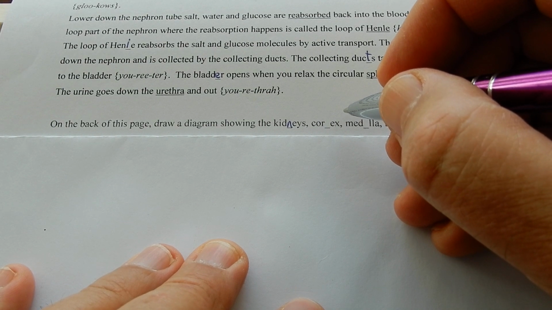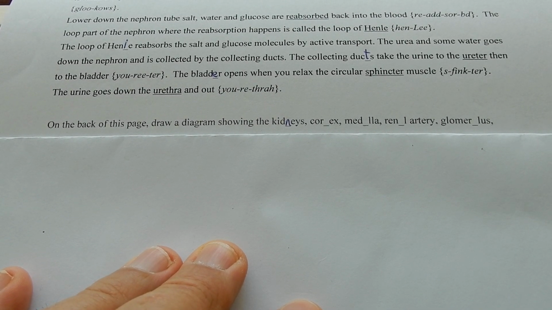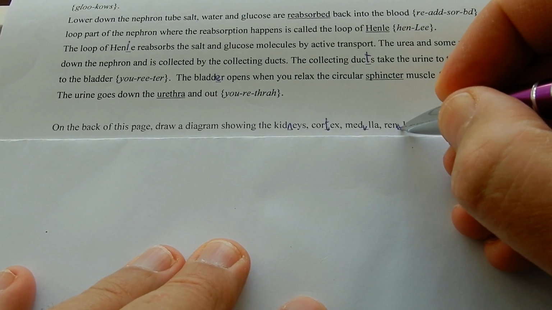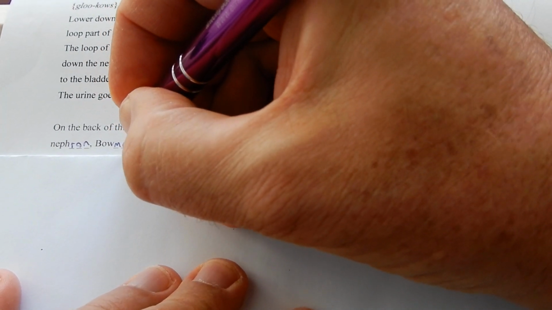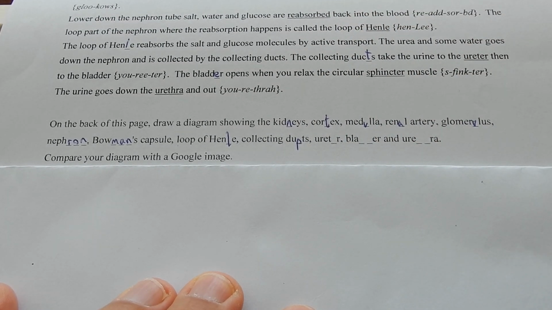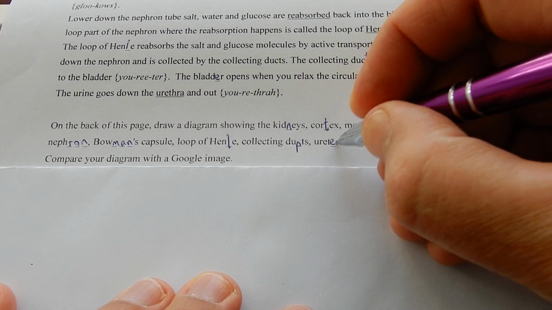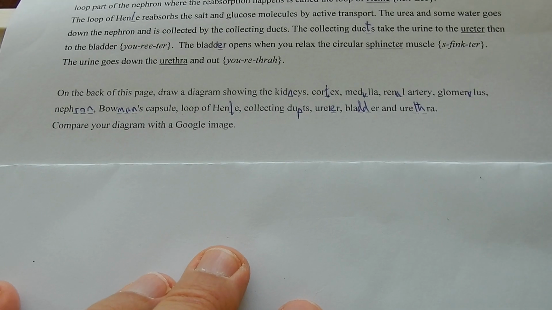On the back of this page, draw a diagram showing the kidneys, cortex, medulla, renal artery, glomerulus, nephron, Bowman's capsule, loop of Henle, collecting ducts, ureter, then bladder, urethra. Compare your diagram with a Google image.